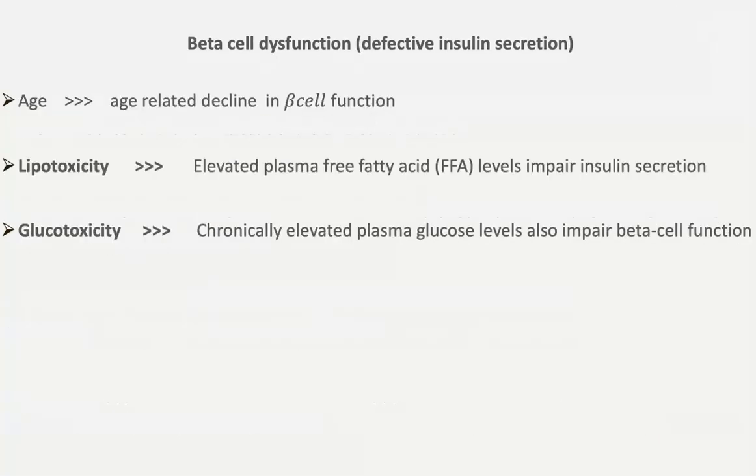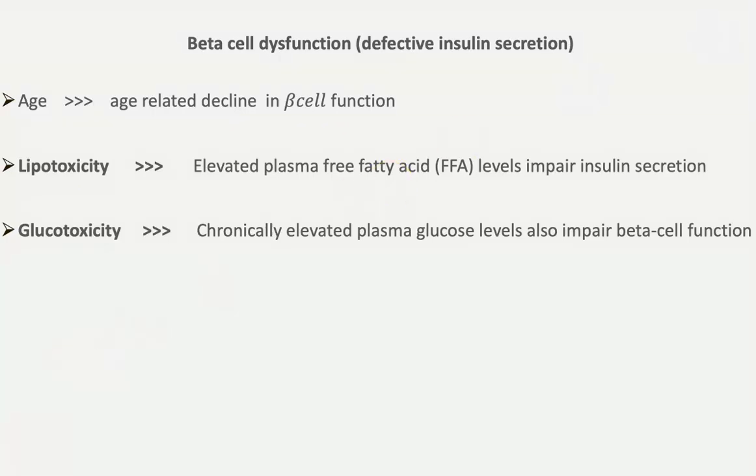Another risk factor for beta cell dysfunction is aging, and the studies and evidence support the fact that aging is related to a decline in beta cell function. And last but not least, lipotoxicity and glucotoxicity, that is, elevated plasma free fatty acid level and chronically elevated plasma glucose level. Both of these impair insulin secretion.